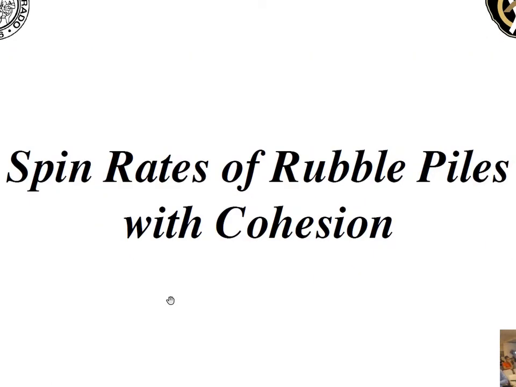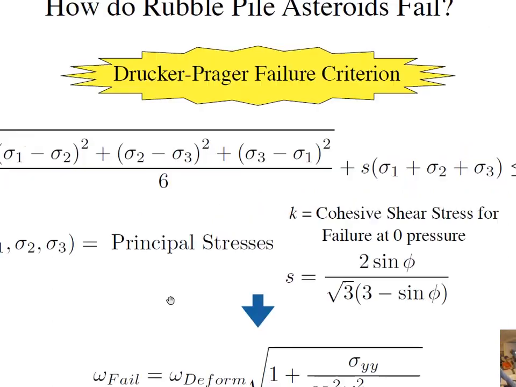So with these measurements, we can go back and revise our spin fission theory, our rotational fission theory, and look at it again once we add the effect of cohesion. The way we do this is we apply a Drucker-Prager failure criterion for when there's a plastic deformation of the system. This is nice because it combines a frictional force with a strength or cohesive force. And it gives us a simple approximate formula for the spin rate at which it will fail as a function of the spin rate at which it will deform, which is mostly driven by the density of the system.